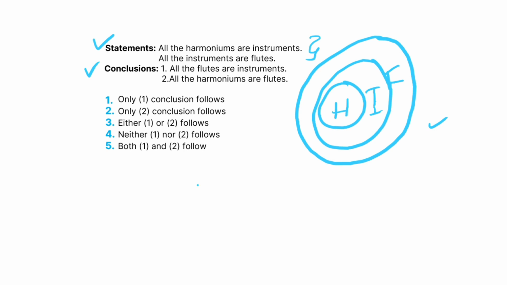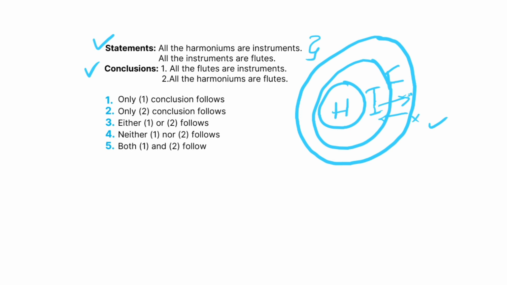The first conclusion is all the flutes are instruments. No, it is not. All the flutes are not instruments. If we say all the instruments are flutes, it is correct. But they are asking all the flutes are instruments, so it is not correct. You need to check like this, not the other way. So the first one is wrong.